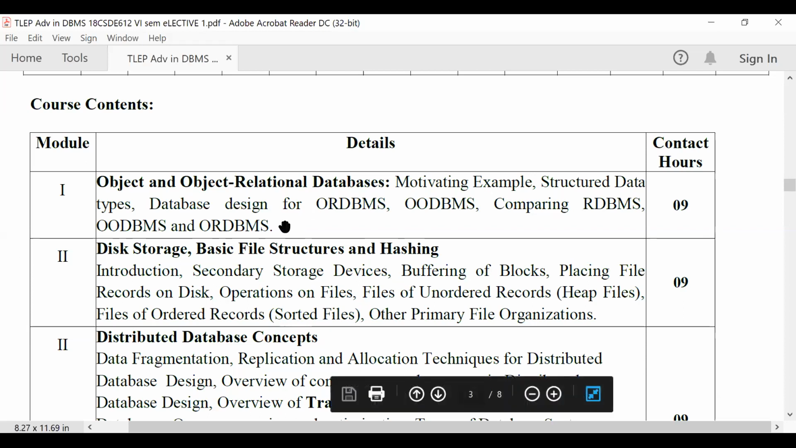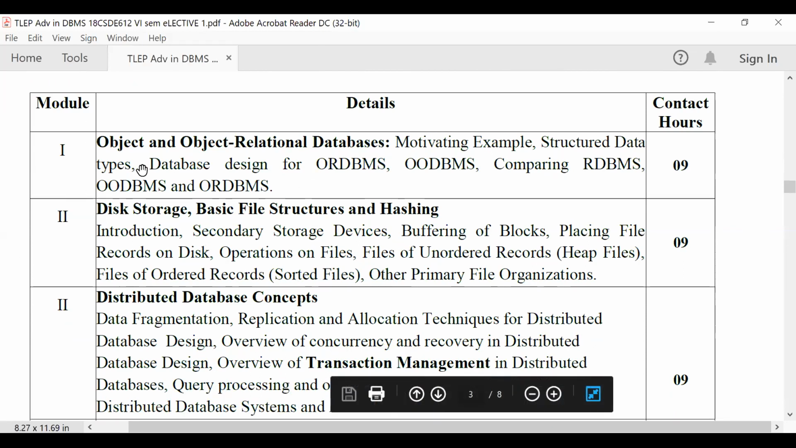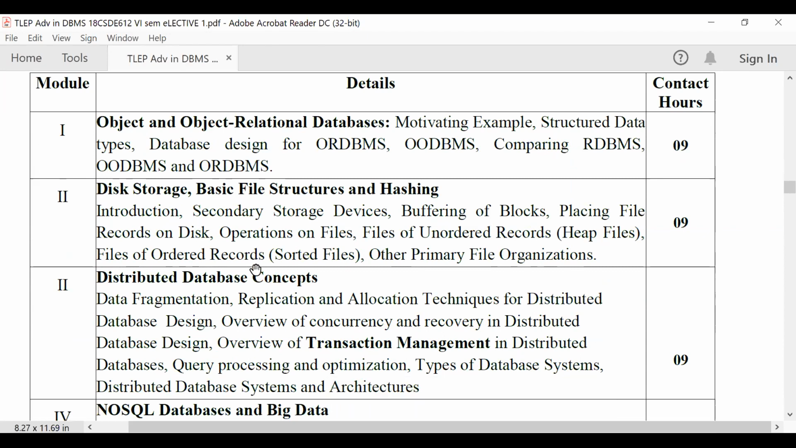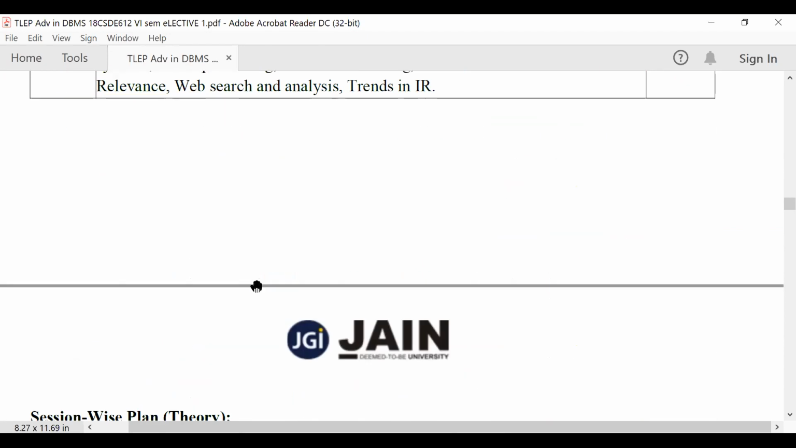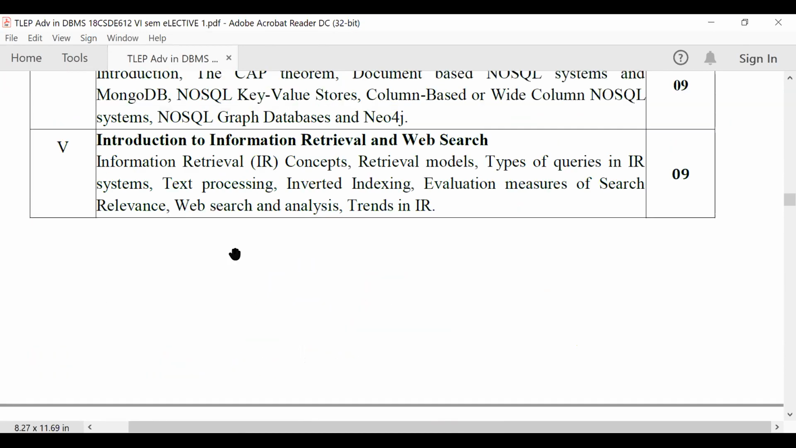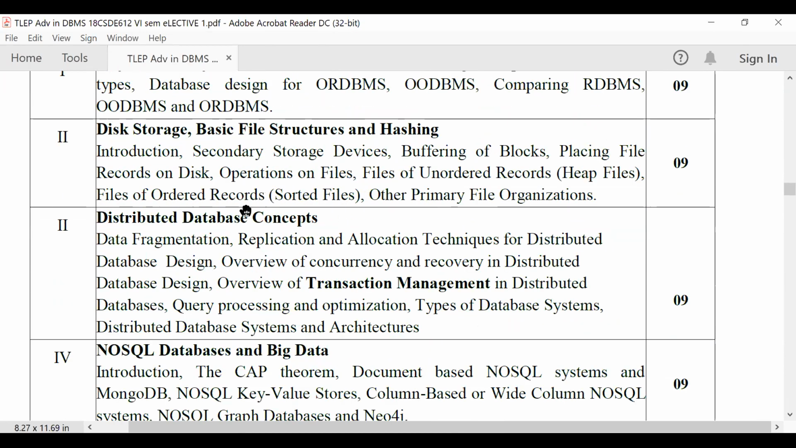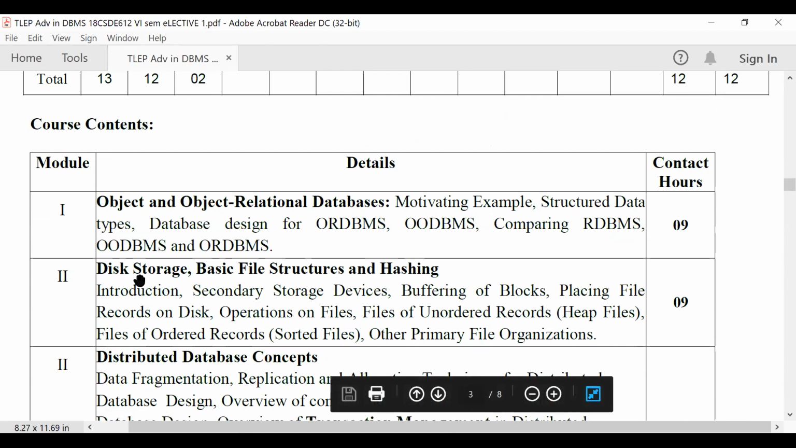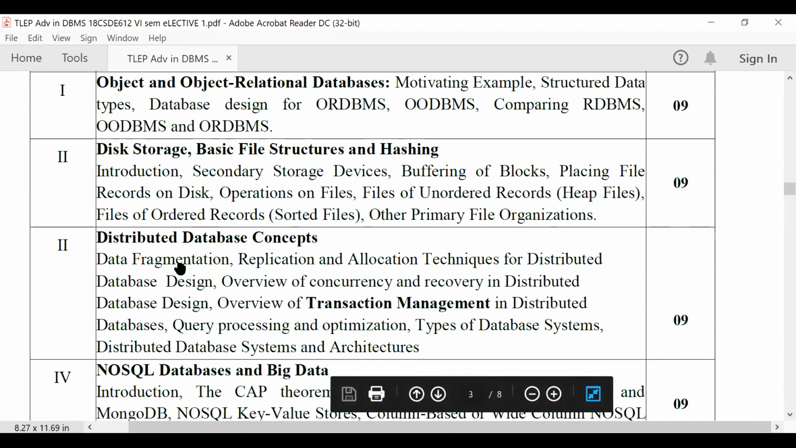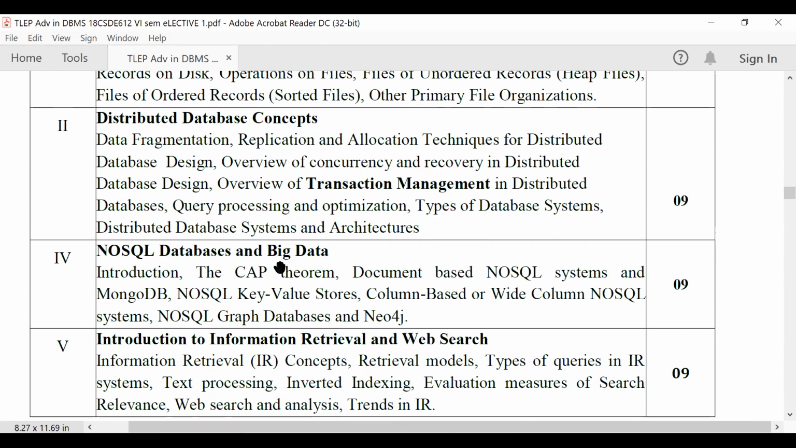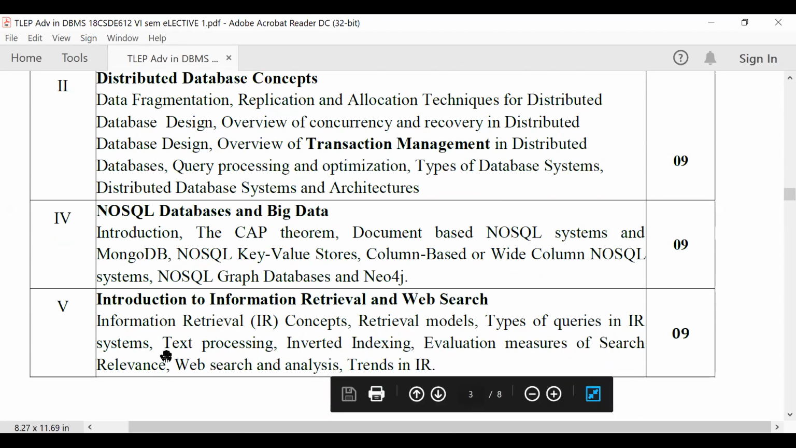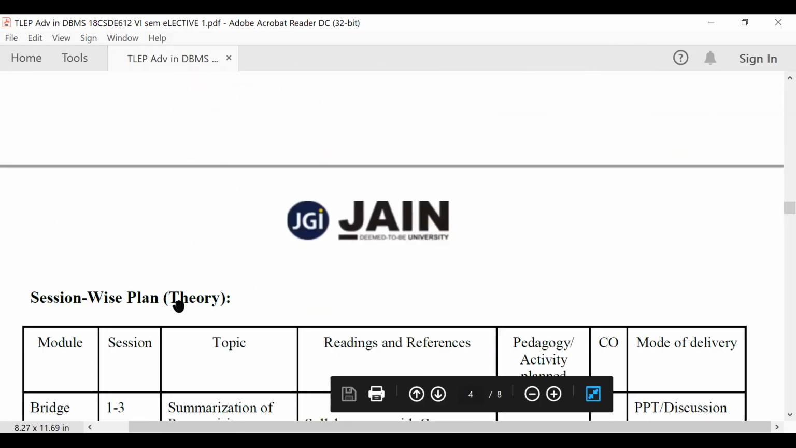It means we are following the quality standard, and we already discussed the 5 modules of our syllabus in the previous class itself. These are the 5 modules. The first module is object and object relational databases. Second module is disk storage, basic file structures and hashing techniques. Third one, distributed database concepts. Fourth one, NoSQL databases and big data analytics. And fifth one, introduction to information retrieval and web search.